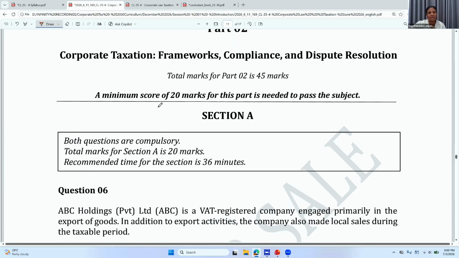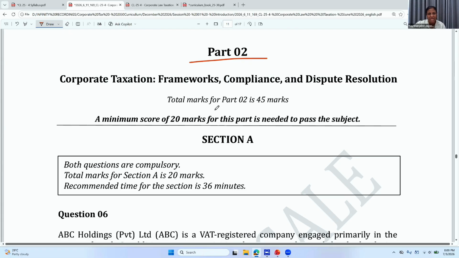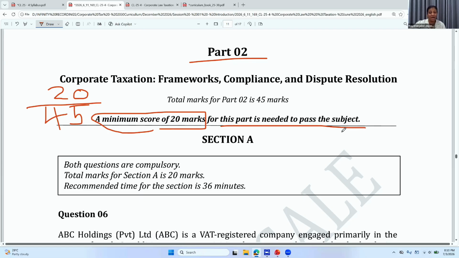It's part 2 of the paper, and a minimum score of 20 marks for this part is needed to pass the subject. What's the weightage? 45. Out of this 45, for you to pass, what is the minimum score? It's 20. A minimum score of 20 marks for this part is needed to pass the subject.